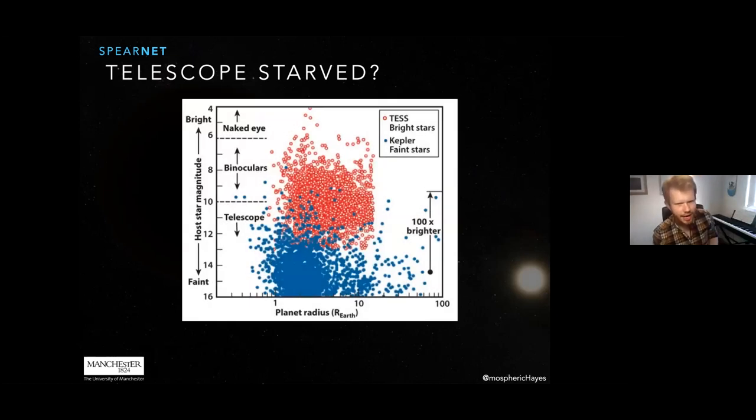So this is an example, some predictions. In blue, we have the host stars of planets discovered by Kepler. You can see that the majority of them are faint, and you really need a telescope. With TESS, you can see some of them with the naked eye, and a lot of them with binoculars. These are all planets that we can observe from the ground, which is very important for us, because it means we don't need to spend billions of dollars building something like the JWST, which never gets launched.